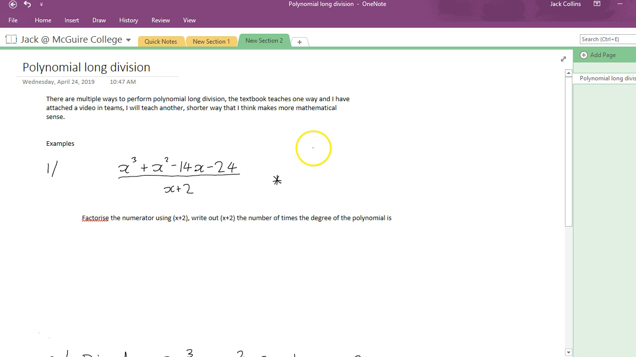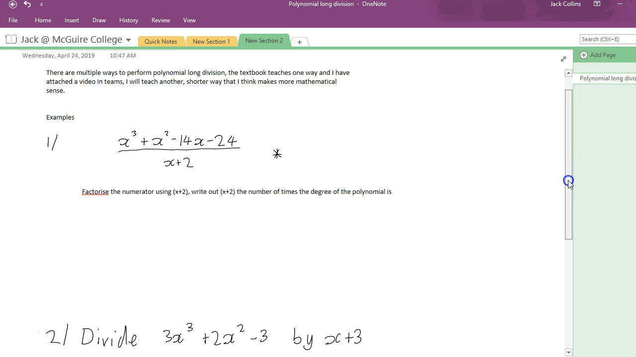There's actually a number of different methods to do polynomial long division. The textbook teaches you one way, which is accurate and will get you the right answer every time, but it takes quite a long time and can be quite hard to understand and easy to make simple mistakes. So in this video, I'm going to teach you what I think is a simpler, shorter way, and one that also makes a bit more mathematical sense, which is ultimately what we want you to have out of this class.